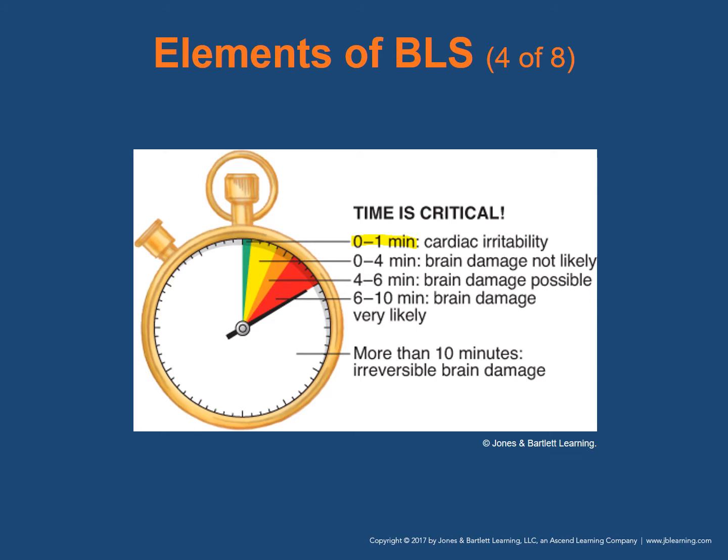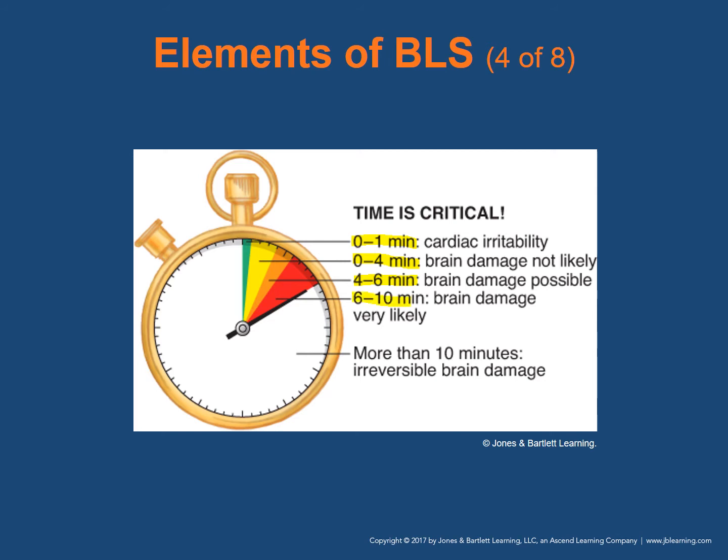From 0 to 4 minutes, brain damage is not likely. So if we can restore oxygenated blood flow circulation to the brain, we can preserve as much brain tissue as possible. From 4 to 6 minutes without oxygenated blood flow, brain damage is very possible. Now we're getting into the realm of risking larger areas of infarcted tissue of the brain. Infarction means actual death of tissue from prolonged cessation of oxygenated blood flow to these tissues.